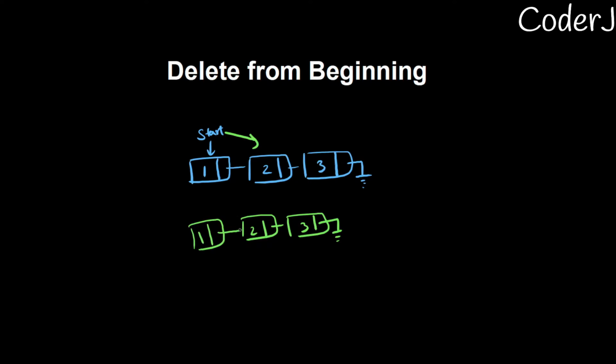Yeah, as of now it is pointing to 2, but that is none of our concern. 1 has become like a dangling pointer, but we're not discussing that as of now. But your linked list is simply basically 2 to 3, because your traversal starts from start only, right? So you have 2 3, and this is an example of deletion from beginning, right? Now let's talk about deletion from end.